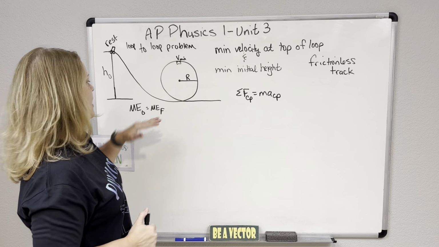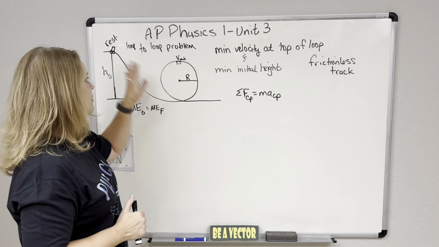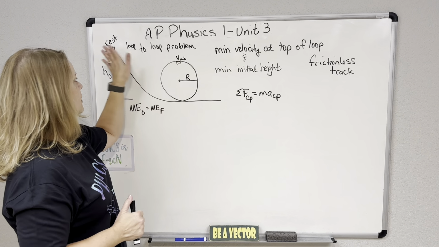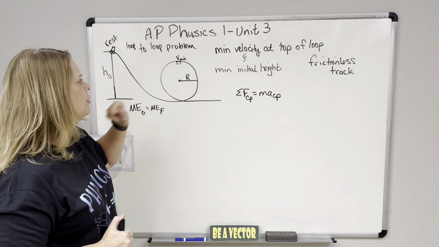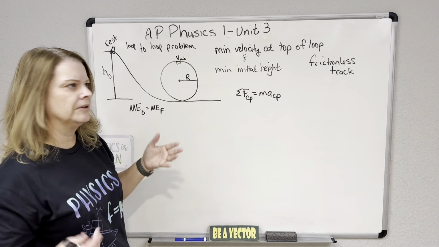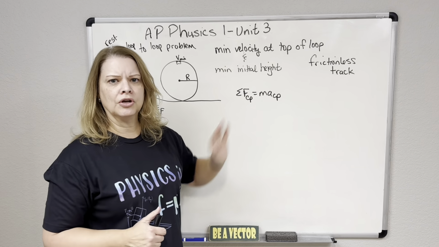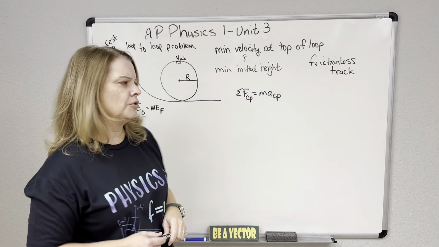I see a change in height, so I'm going to look at the conservation of mechanical energy, with kinetic and potential energy, because I've got height plus it's moving. And then I'm seeing it move in a circle, so I'm going to go to Newton's second law for centripetal motion as well.